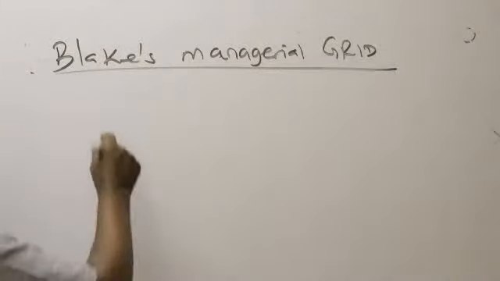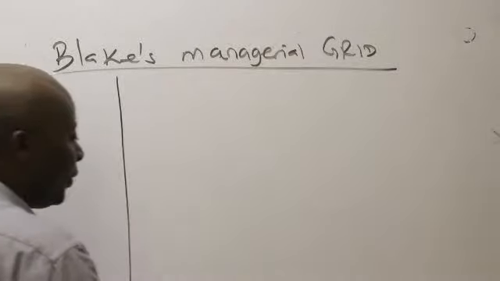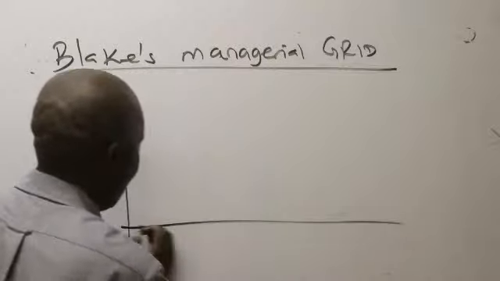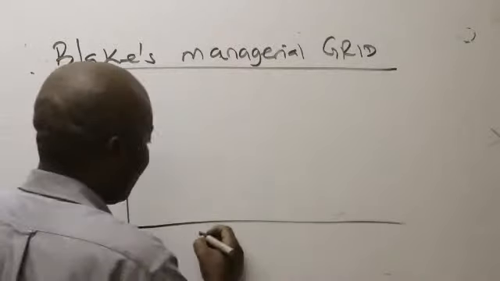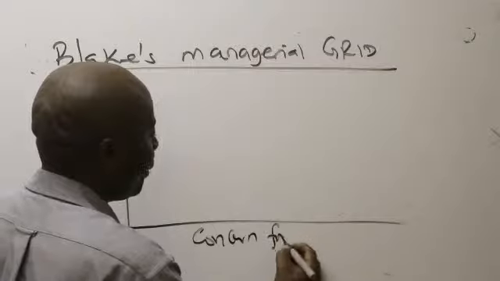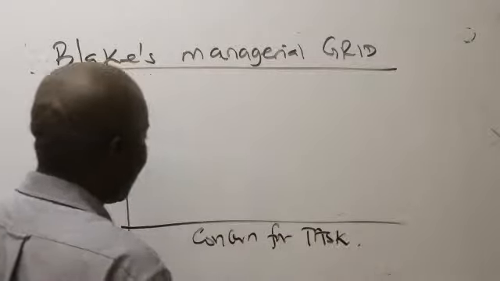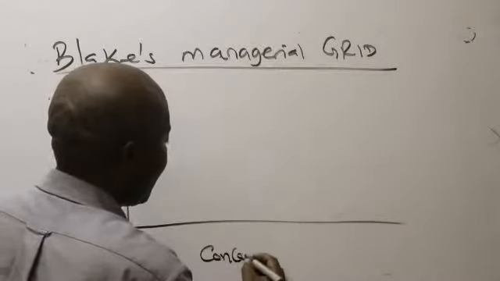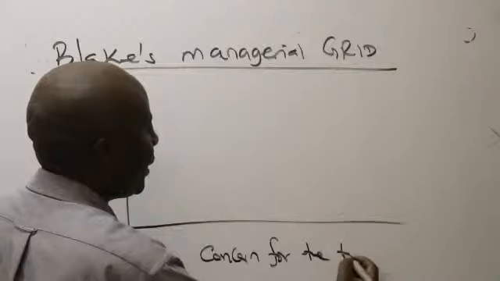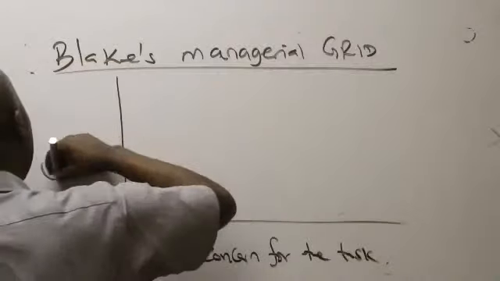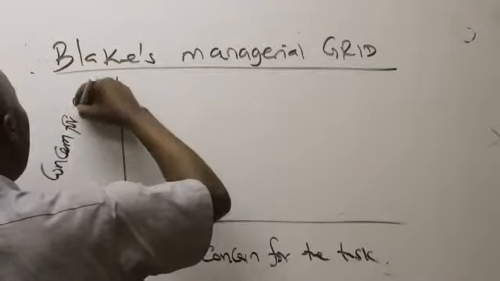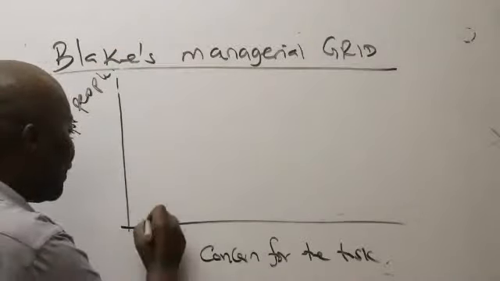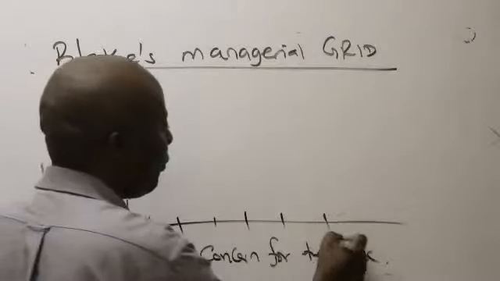So remember, you've got two axes. It's a grid, it's a graph. We have concern for who? For the task. Concern for the task. Let me just write here. Concern for the task. And then we have here concern for people. If you wish, you can even put a proper graph, but you don't have to do this.